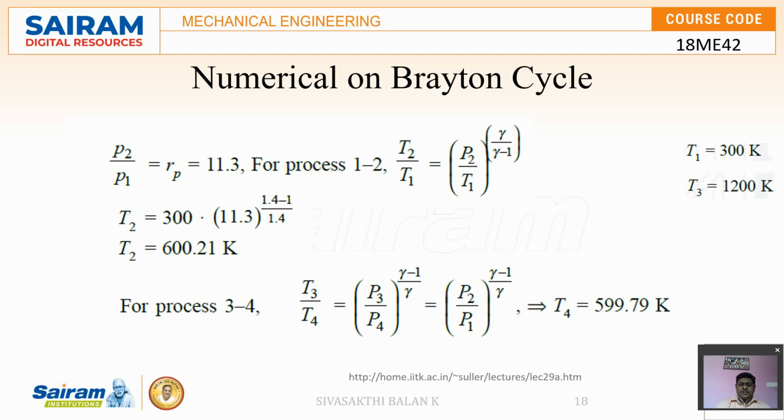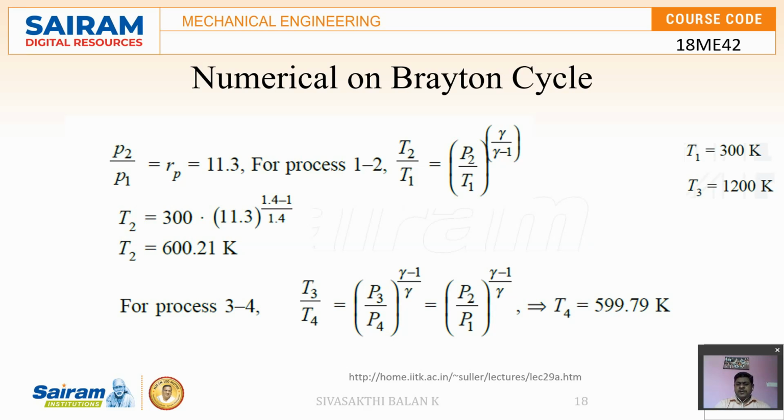When we consider process 3 to 4, that is also an isentropic expansion process. Relating temperature and pressure, T3 by T4 is equal to P3 by P4 to the power of gamma minus 1 divided by gamma. The ratio P3 by P4 is equal to P2 by P1 because of constant pressure. Processes 2 to 3 and 4 to 1 are both constant pressure processes, heat addition as well as heat rejection.